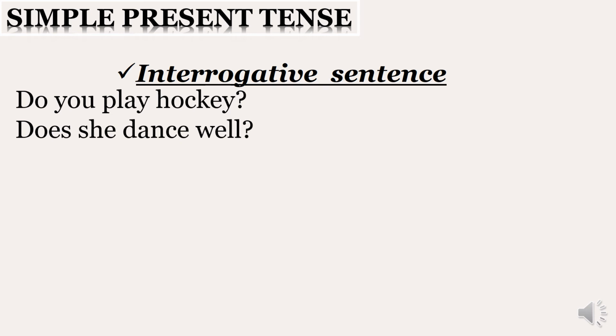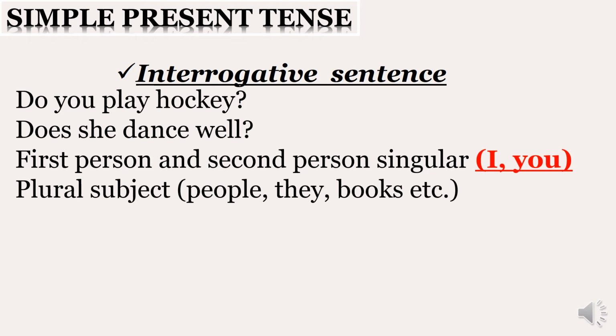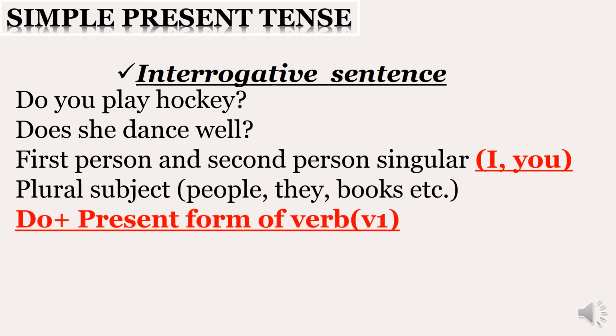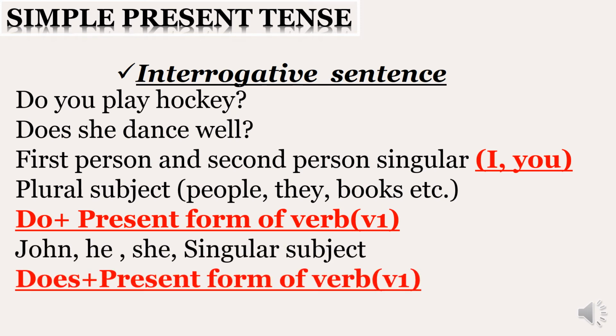So do and does, you already know where to use. I have told you, do we use with plural subjects, with first person singular and second person singular. So does is used with singular subjects except I and you. So the basic structure: you will have to put do or does first to make an interrogative, then the subject, then the present form of the verb, then in the end the interrogative mark.